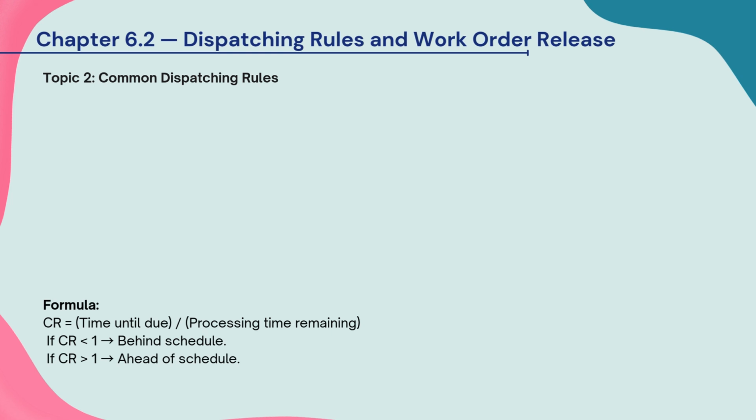The critical ratio rule is more dynamic. It compares time left until the due date with the processing time remaining. A CR value below 1 means the job is behind schedule, while a value above 1 means it is ahead.